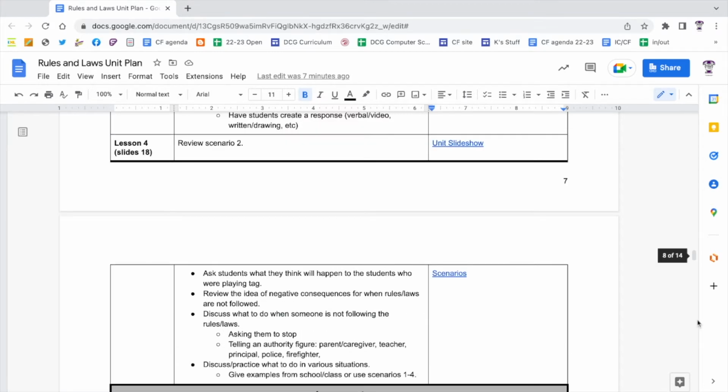In Lesson 4, we look back at the scenarios again, and this time we're going to focus on Scenario 2. Talk with the students about what they think will happen to the students who are playing tag, and review the idea of negative consequences for when rules and laws are not followed. Then talk about what can be done when someone is not following the rules and laws. This might be a good time to connect in your classroom practices of conflict resolution or the steps to take when something isn't working.